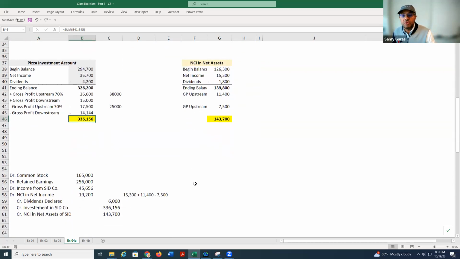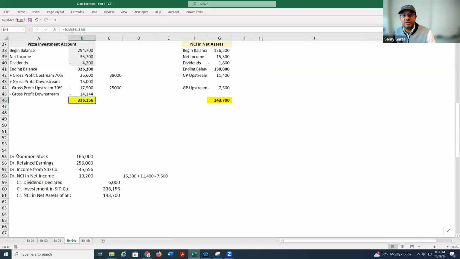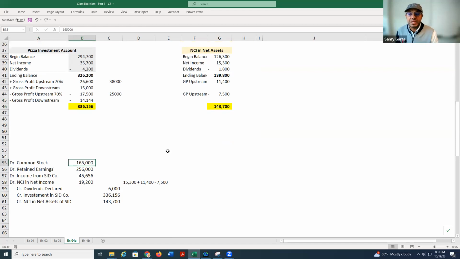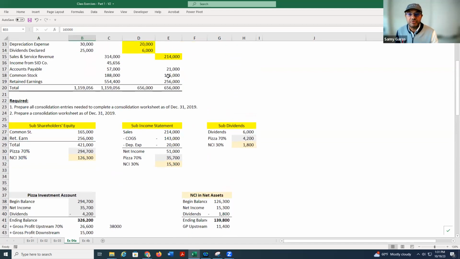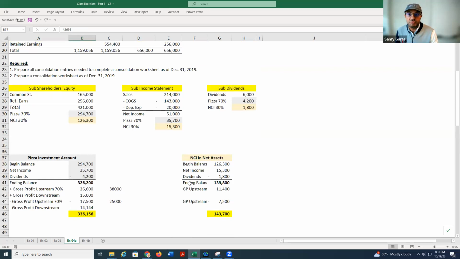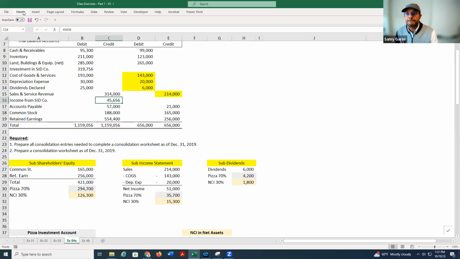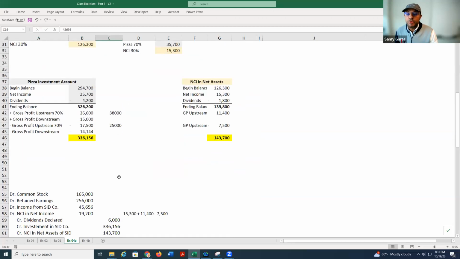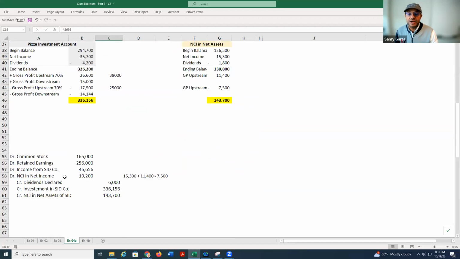So now we can go ahead and do the calculation for the first consolidating entry, where we debit common stock 165, we take it from here, and the retained earnings 256, we take from the trial balance. The income from subsidiary company, 45,656, we get it here. And the portion for the NCI net income, we get from this report here.